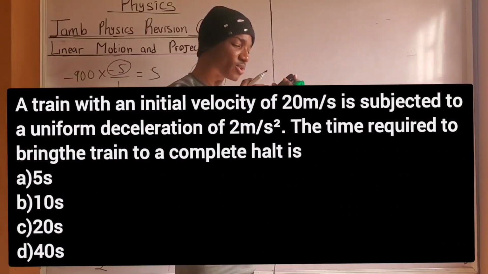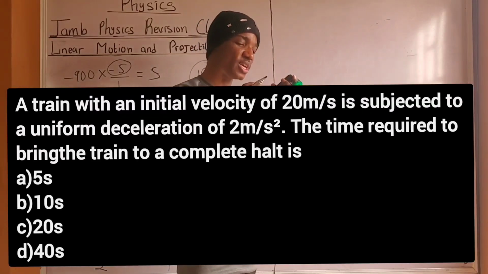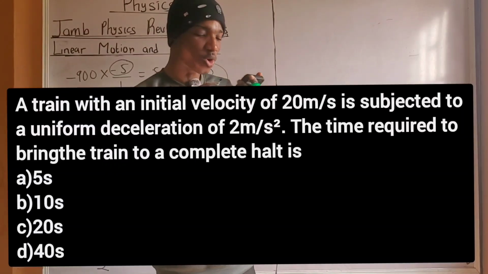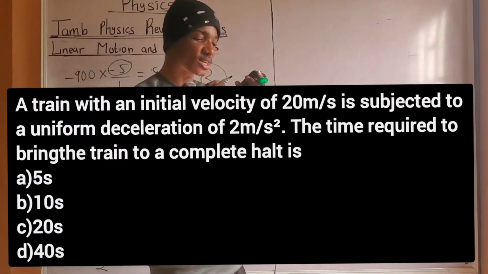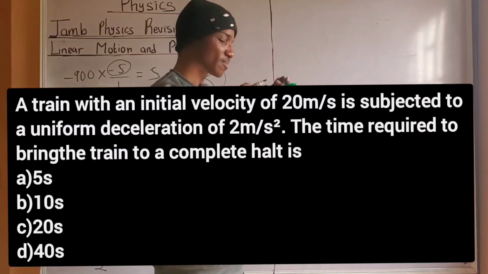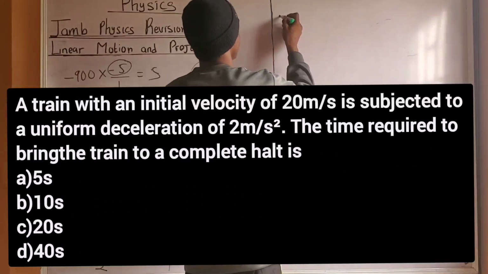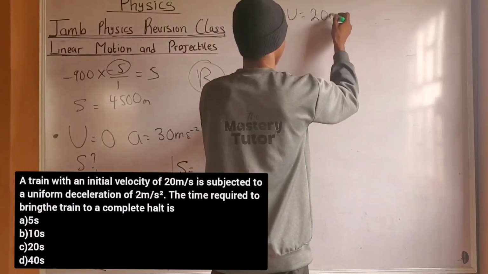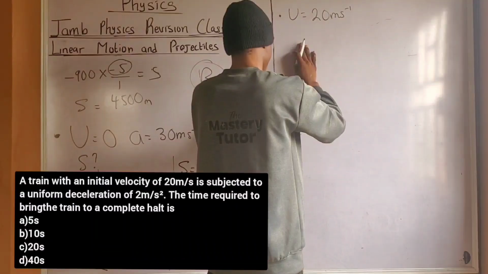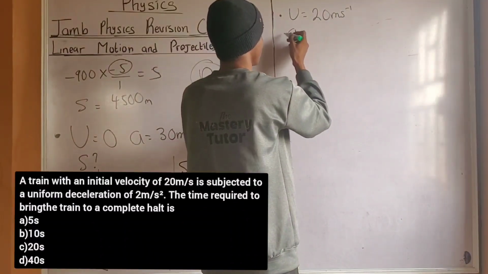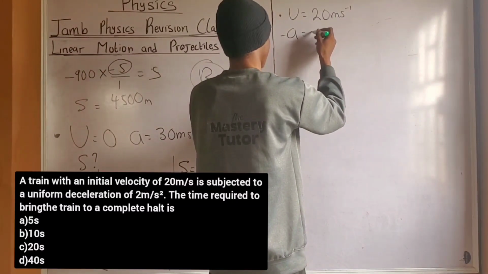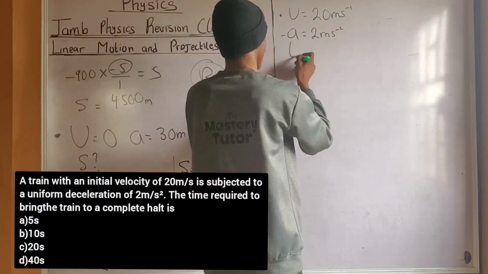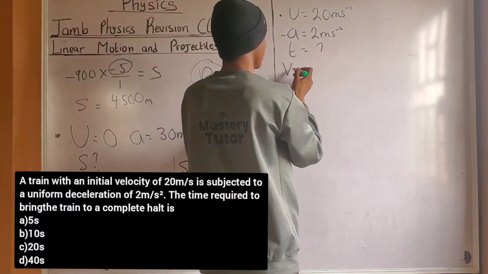A train with an initial velocity of 20 meters per second is subjected to a uniform deceleration of 2 meters per second squared. The time required to bring the train to a complete halt is A, 5 seconds, B, 10 seconds, C, 20 seconds, D, 40 seconds. Initial velocity was given as 20 meters per second. Okay? Now, the deceleration, which is negative acceleration, is equals to 2 meters per second squared. Also, we are asked to calculate the time. The final velocity will be equals to 0.